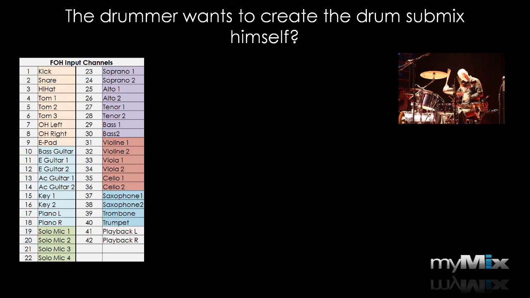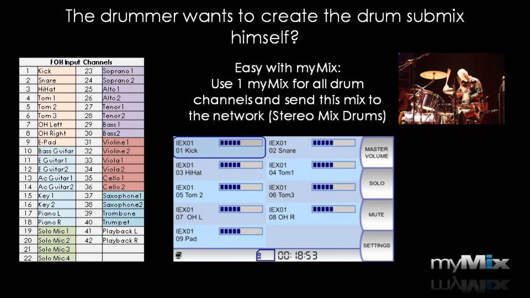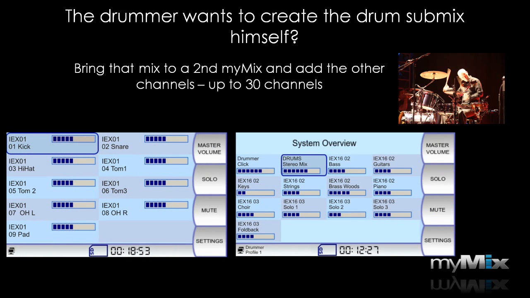Now, what if the drummer wants to create the drum mix submix himself? That's pretty easy with myMix, because he can take one myMix and select all the drum channels, create the mix using level, pan and stereo effects, and sending that mix to the network as the stereo submix drums. So that submix is available on the network as a stereo signal for every other myMix to pick. So the drummer takes a second myMix, bringing in that stereo mix, plus adding all the other individual microphones that he wants to have under control for his mix.